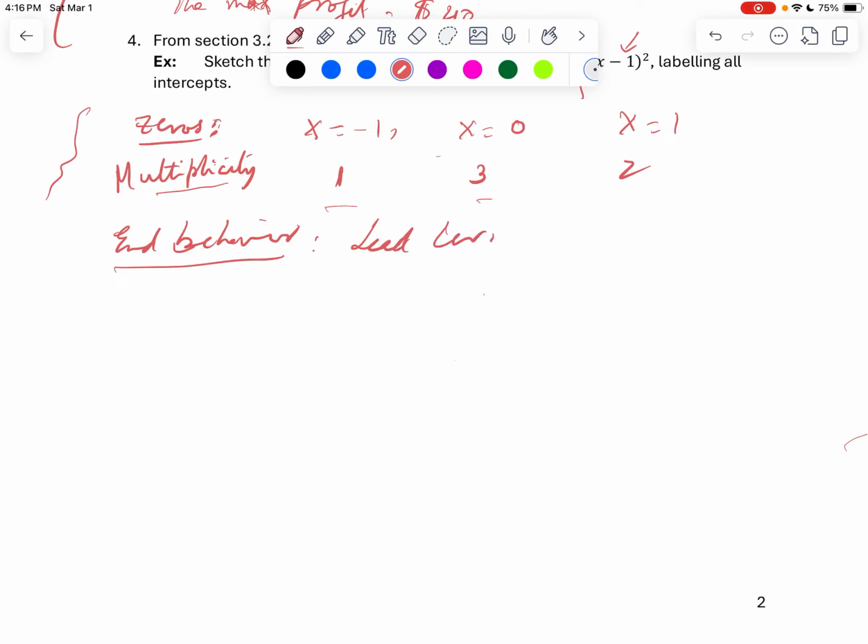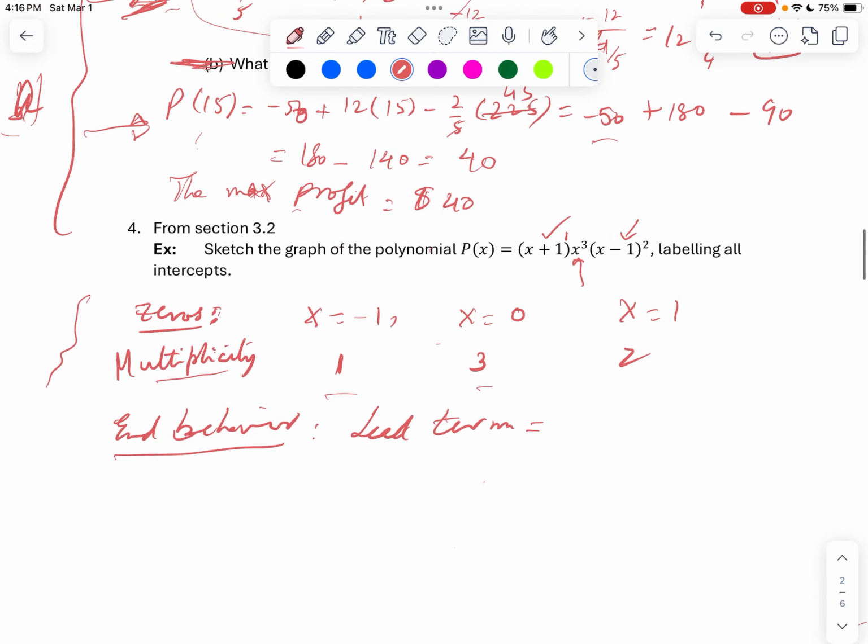Lead term. And how do you find the lead term? Well, if we expand this whole polynomial, now this is not a big deal. This is not a hard problem. For example, we can easily multiply x plus 1 times x cubed. So I'm going to multiply these two.